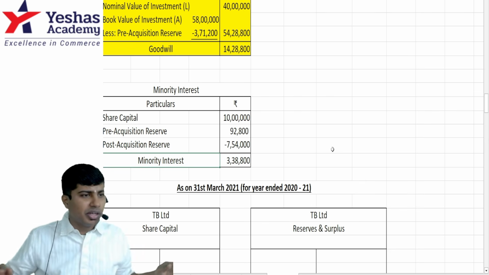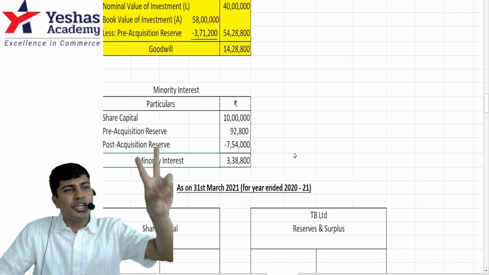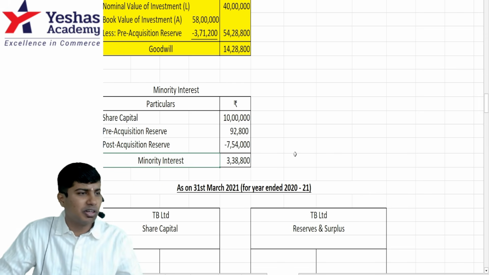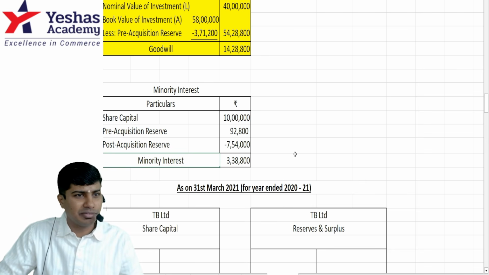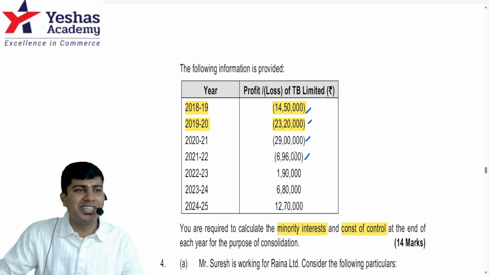We're done with one more year. 7 marks for cost of control already we've got. 2 years completed. For 2 years, 2 marks for minority interest also we got. So 9 marks already in our pocket. Shall we chase the 10th mark? Yes, next year, year ending 31st of March 2021. What is happening?